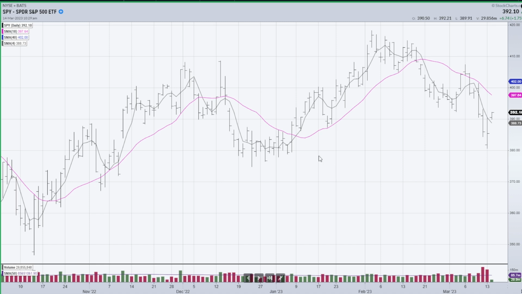All right, let's go ahead and get into the individual symbols that came through.